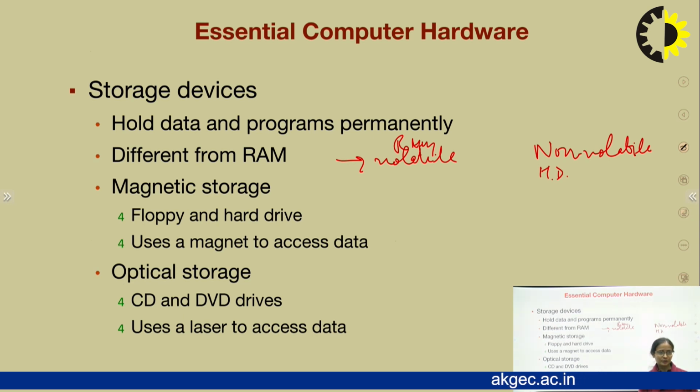Storage devices may be of magnetic type, or they may be of optical type. In the magnetic type, we have the examples of floppies and hard drives, whereas in the optical type, we have CDs and DVDs.